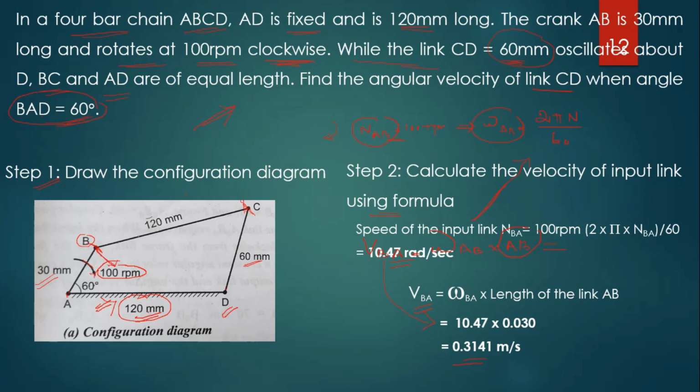This is the velocity of link B with respect to A, which must be perpendicular to the line joining these two points. We already discussed this in our previous video, right? See, the direction is clockwise, that's why we have to draw the perpendicular line towards the clockwise direction, right?